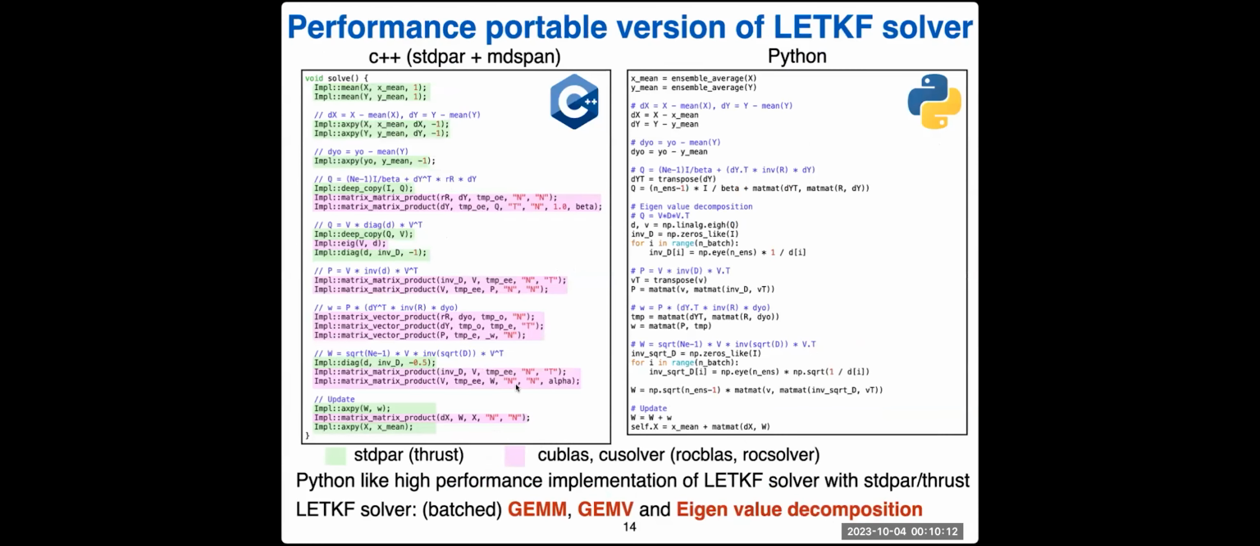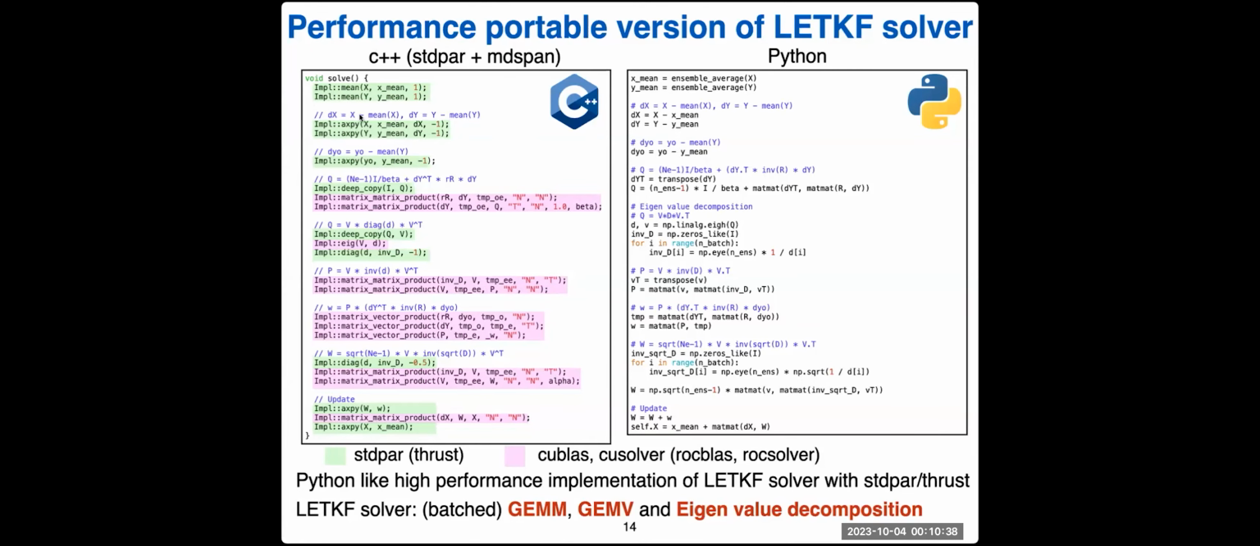For the first task, we have developed a performance portable version of the LETKF solver with std_par, thrust, and senders and receivers. The left shows the LETKF solver in C++ with std_par plus mdspan. The right version is in Python. As you can see here, these are roughly identical, which means that our C++ implementation is quite readable.